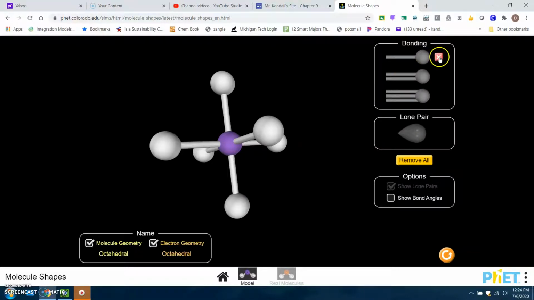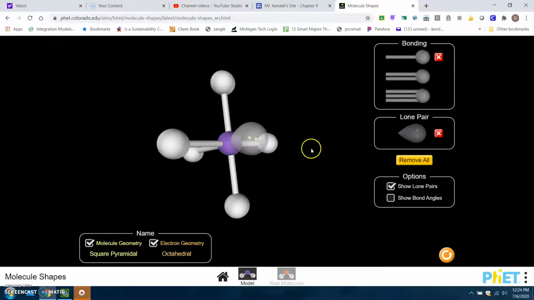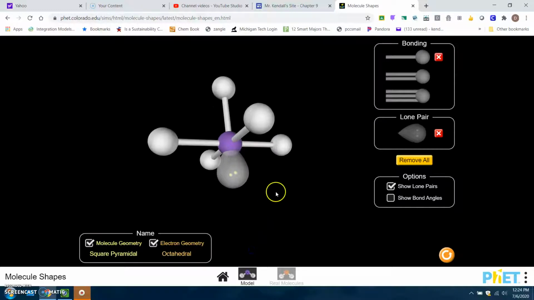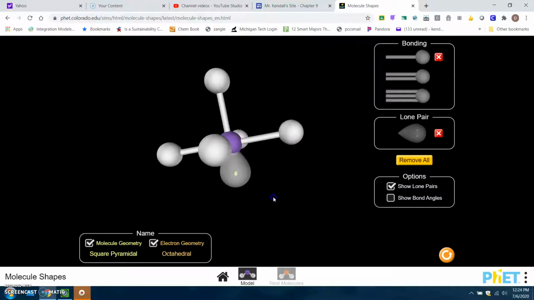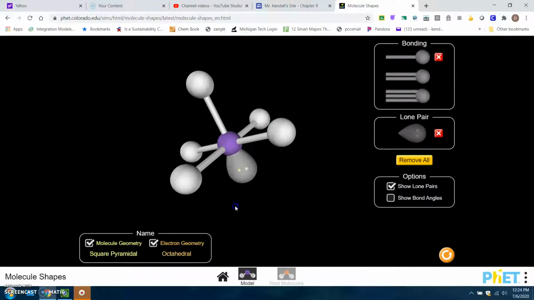If we knock off one of the bonded pairs and add in a non-bonding pair, there it is, we get what we call square pyramidal. And again, the bonded, non-bonded pair here on the bottom, pretend that's not visible. We're just looking at the molecule itself. So at the base, you have a square, and it makes up a pyramid if everyone connects to that top point up there. So octahedral electron domain, but what you see, the molecule, is square.